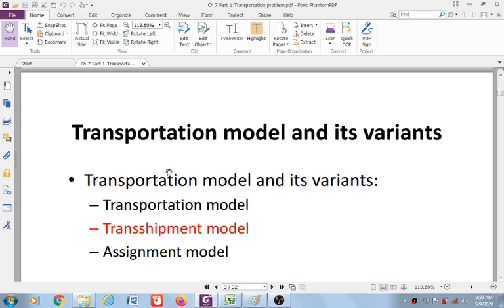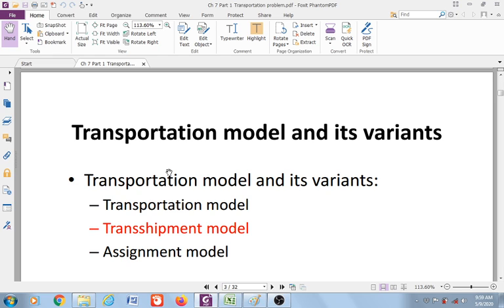So the transportation model and its variants consist of three models. Number one, the transportation model itself, the transshipment model, and the assignment model. In this lecture, we will only learn two of them, which are the transportation model and the assignment model. We will not learn the transshipment model.